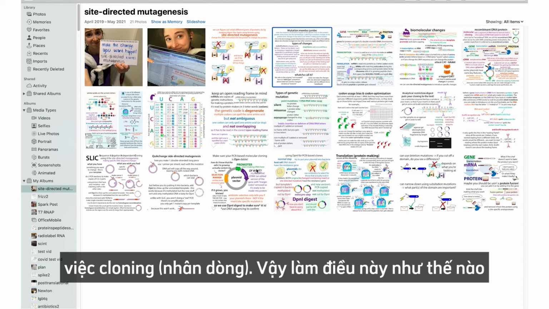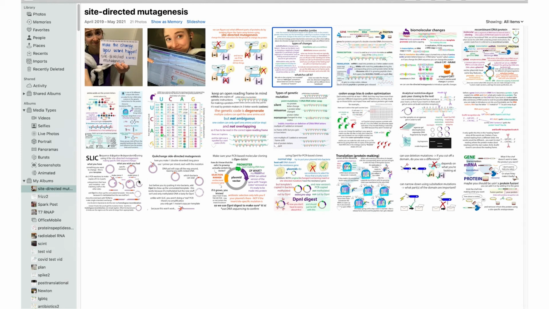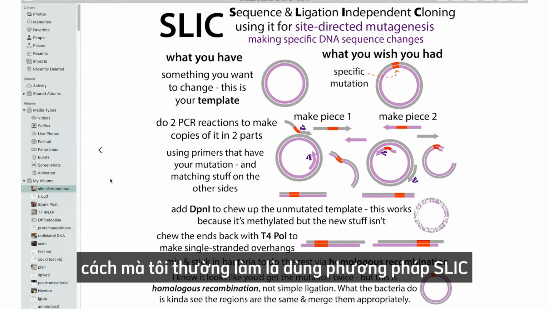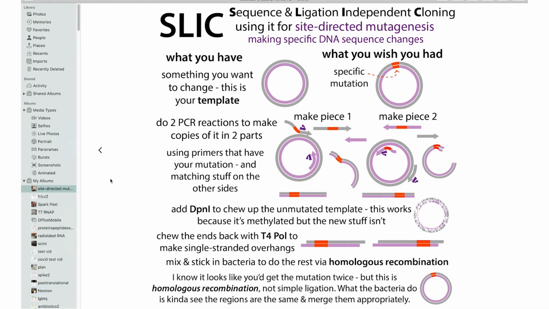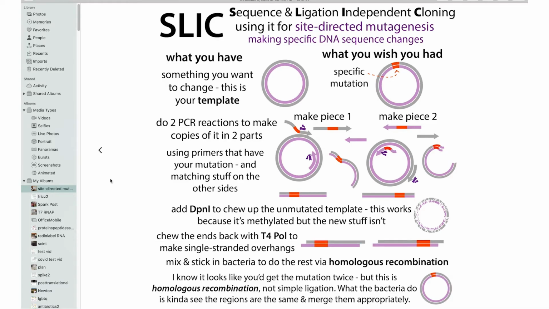And so how do we do this? How do we make these changes? So we talked about why these changes are important. The way that I typically do it is with the SLIC method. SLIC stands for sequence and ligation-independent cloning.